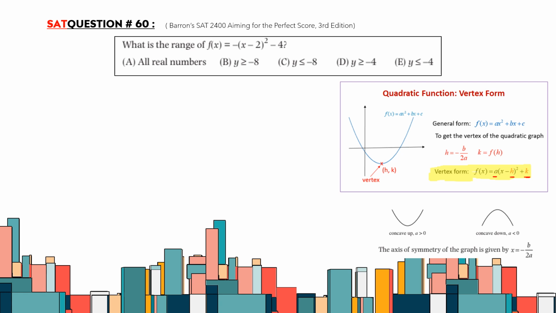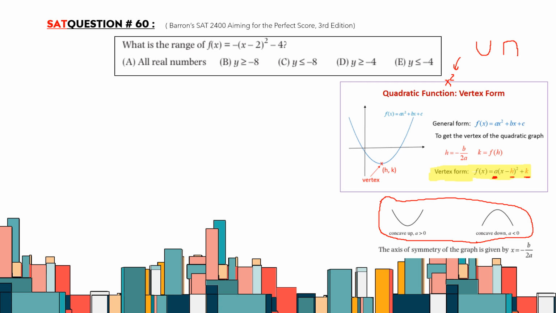The value of a helps you figure out what the graph looks like. As we know, quadratic functions have the x squared term, right? And they have a U shape, but sometimes the U is upside down. So a, the coefficient in front of the x squared term, will help you figure out if the graph is concave up, like the U shape, or concave down, like the upside down U shape.